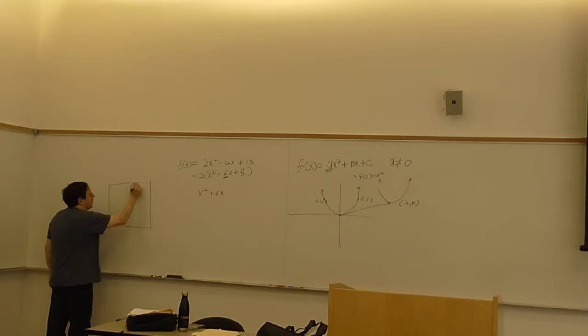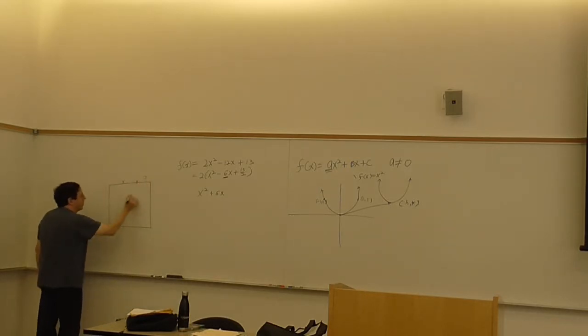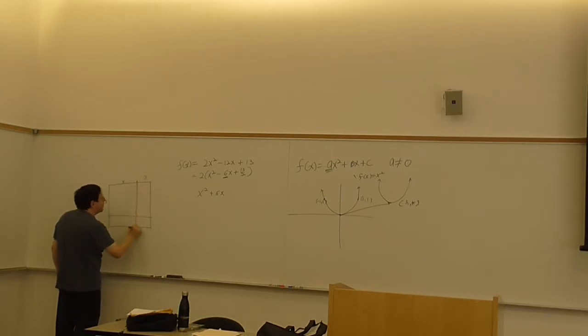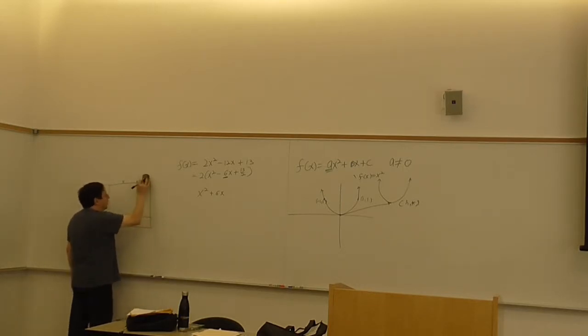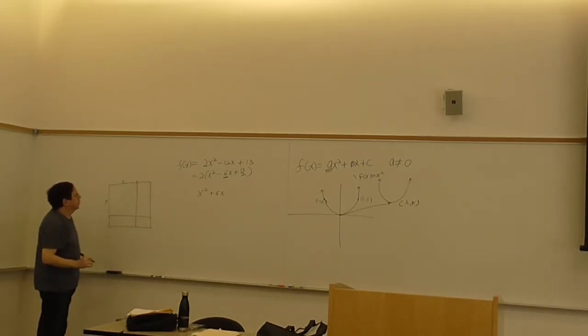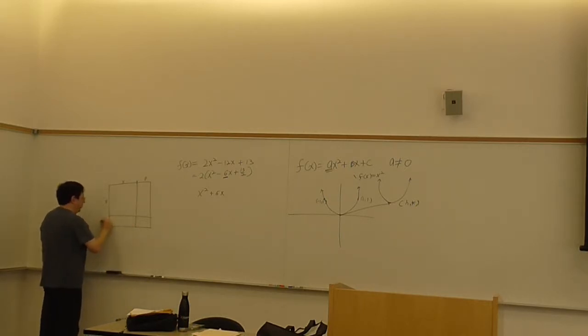Here I have a square. One of the sides has length x, part of it has length x, and the other part has some unknown value. And the other side also is broken up into x. So what is this? Well, let's take a look. Let's just give it some value. Give it a value of p. Right? And this is p.